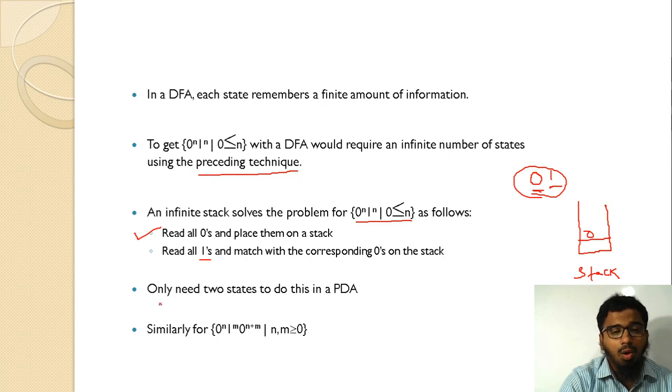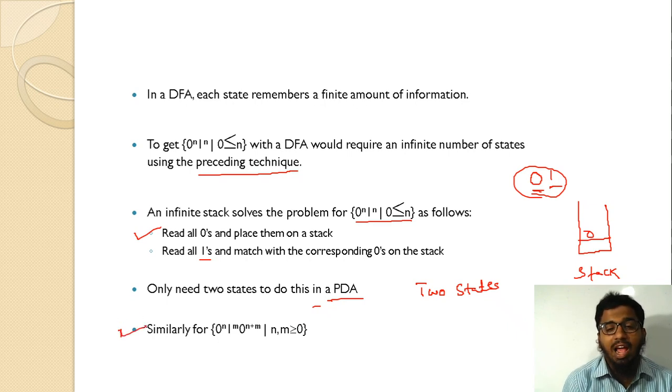Okay, fine. Next, we only need 2 states to do this in a PDA. How many states do we need to solve this? Only 2 states. Similar for 0 power n, 1 power m, 0 power n, where n, m greater than or equal to 0. So with this, similarly we can solve this kind of language also.